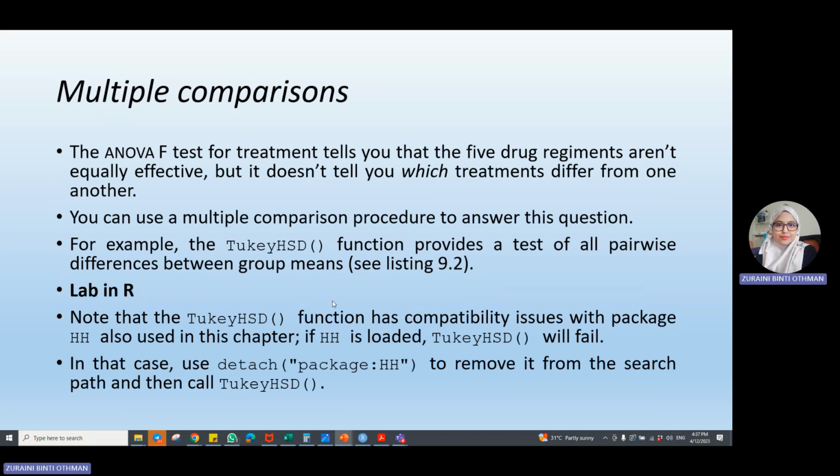In the listing, let's do the lab in R. Note here that the TukeyHSD function has a compatibility issue with the package HH, also used in this chapter. If HH is loaded, TukeyHSD will fail. In that case, use detach(package:HH) to remove it from the search path and then call TukeyHSD. Okay, let's do it in R.